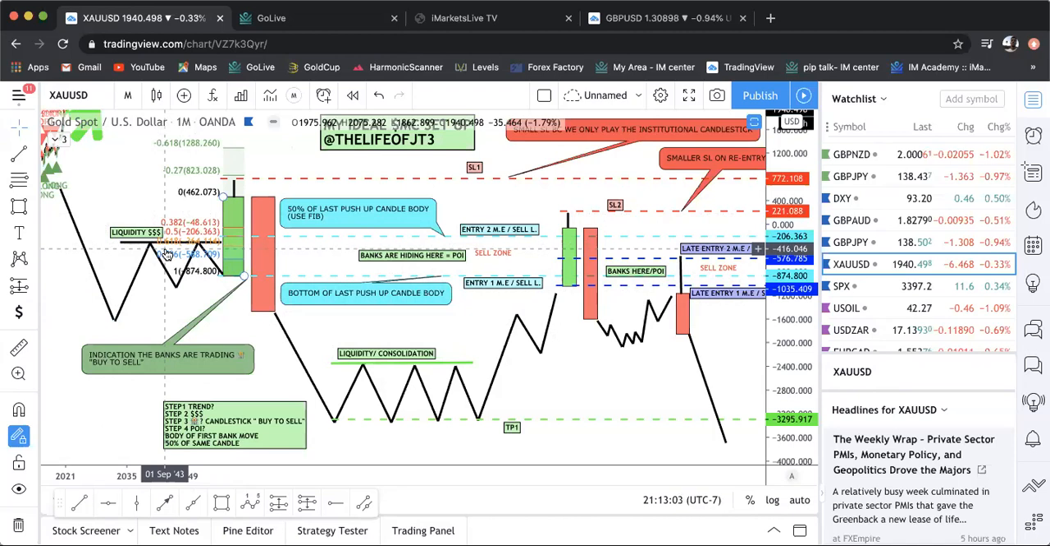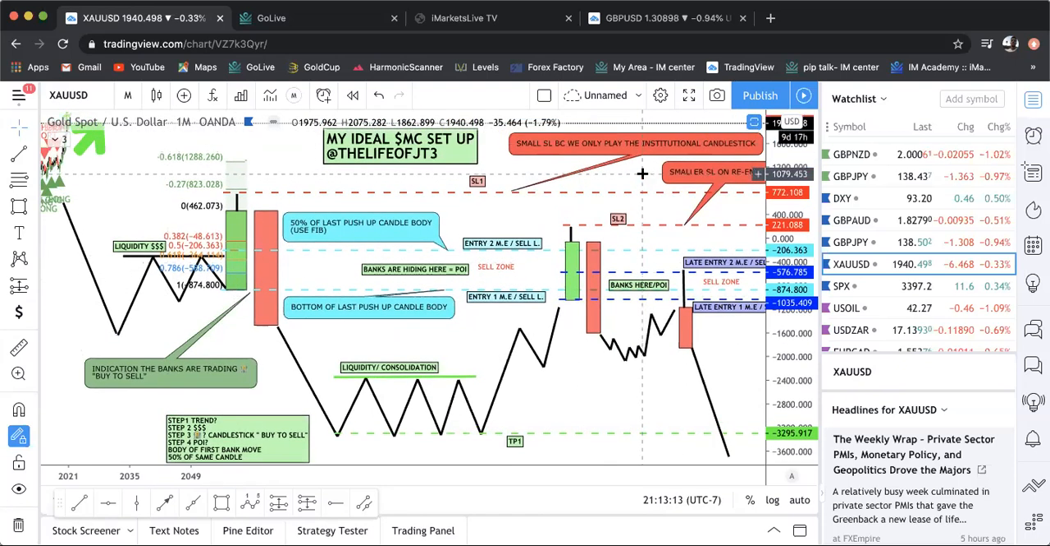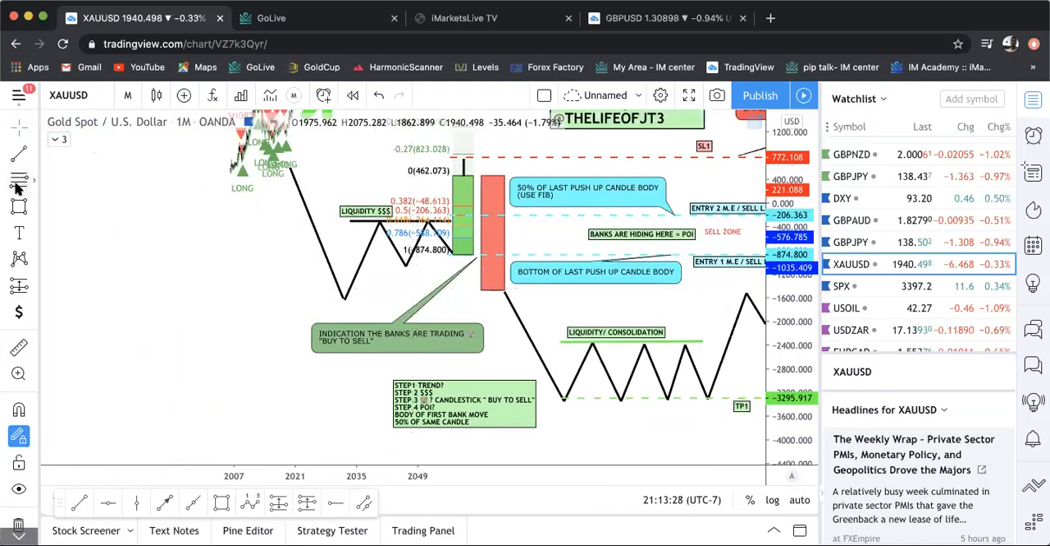So for step three, we're looking for where the banks are hiding. We have to wait for the banks to make their move. The move that we're looking for, for my ideal setup, is the banks to buy, take all that liquidity, to sell. We also call this a stop hunt. The stop hunt looks a little something like this.